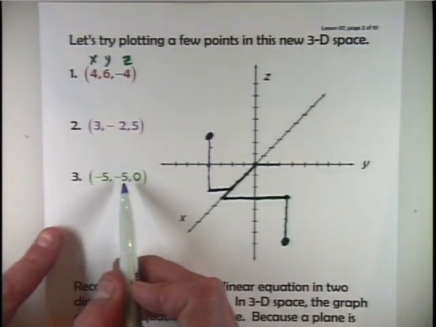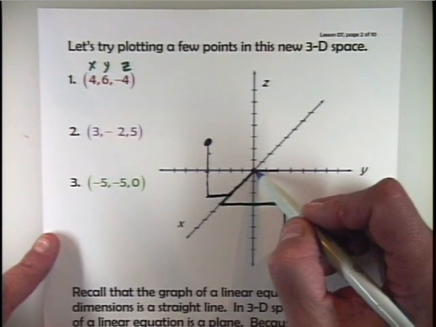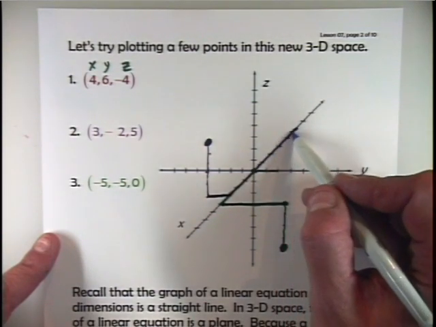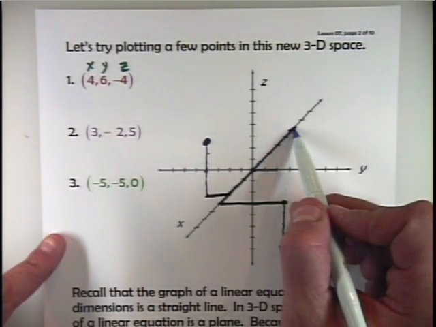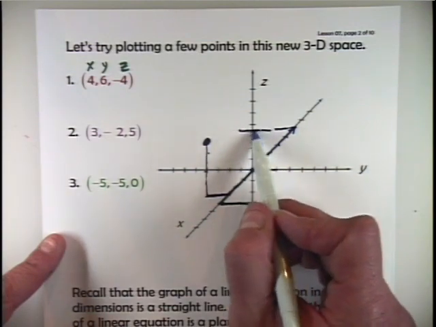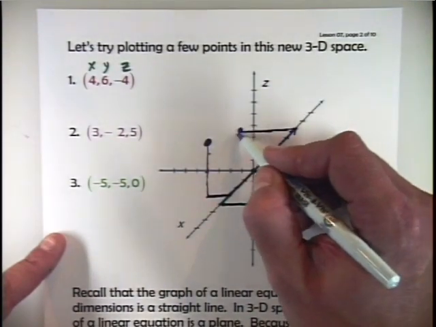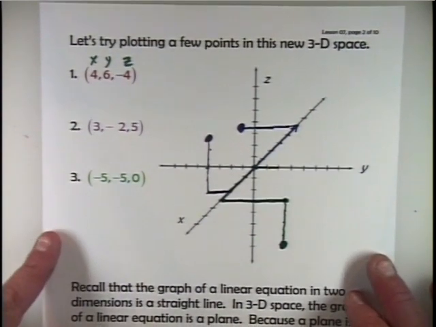And one last point just to get a good feel for it. Let's look at the point -5, -5, 0. So along the x-axis now we have to go back 5 units. 1, 2, 3, 4, 5. That puts me here. So I've gone this way. And then -5 on the y, that's to the left. So I'll go 1, 2, 3, 4, 5, somewhere in there. And then finally go up 0. Well, I don't have to go anywhere. There I am.